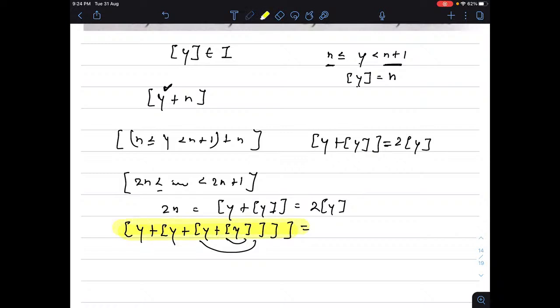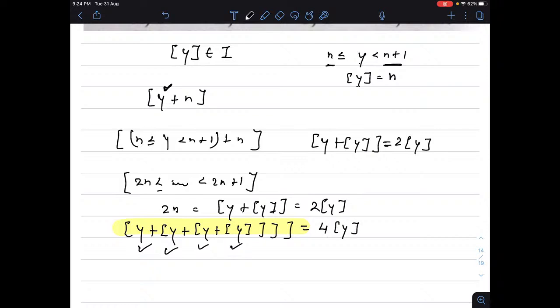Can anybody comment in the chat box? 1 time, 2 times, 3 times, 4 times, what will we get? When 2 times, we got 2 times the greatest integer function of y. So for 4 times, what will we get? Hello everyone, please comment in the chat box. Guys, you are going to get 4 times the greatest integer function of y over here.